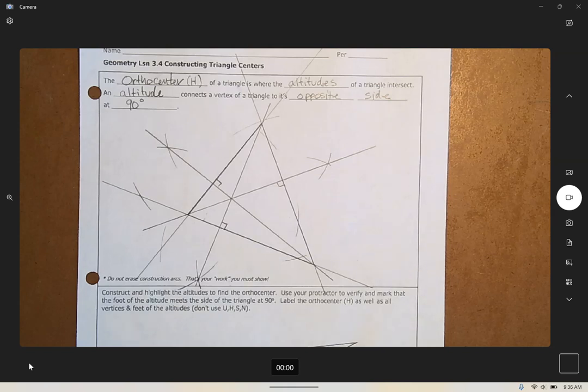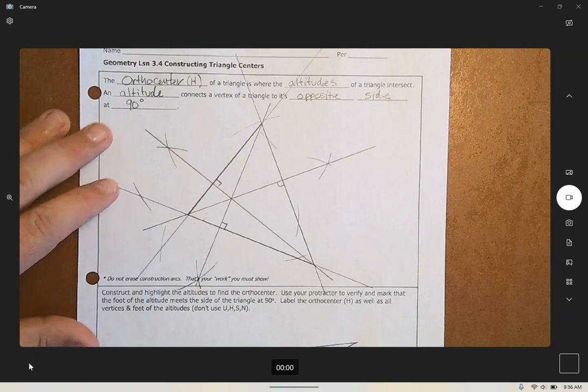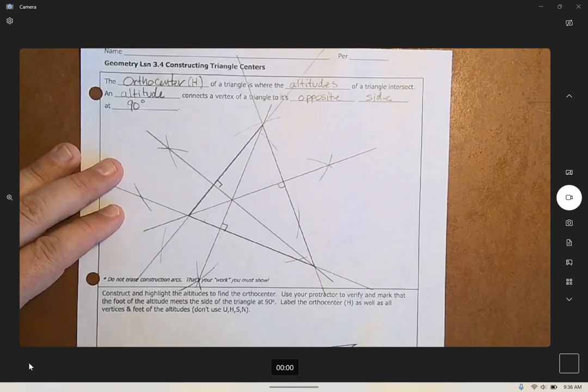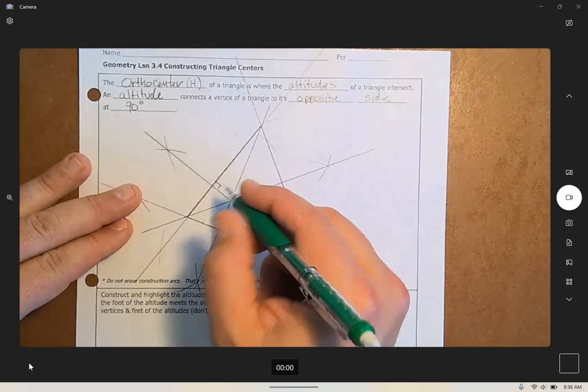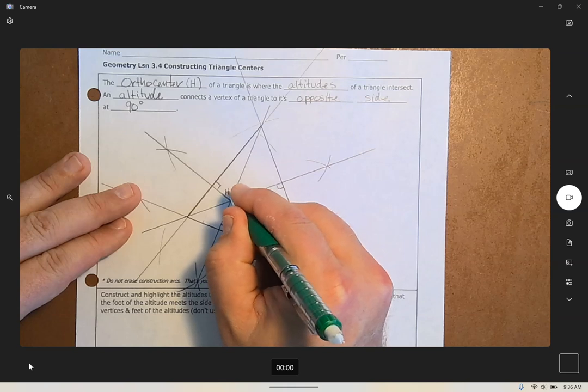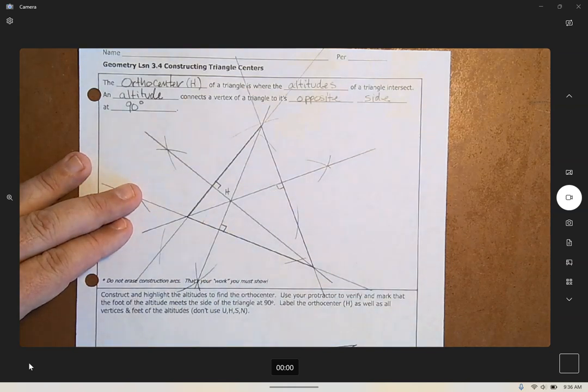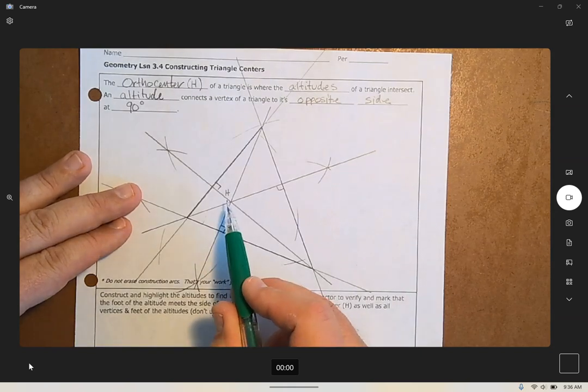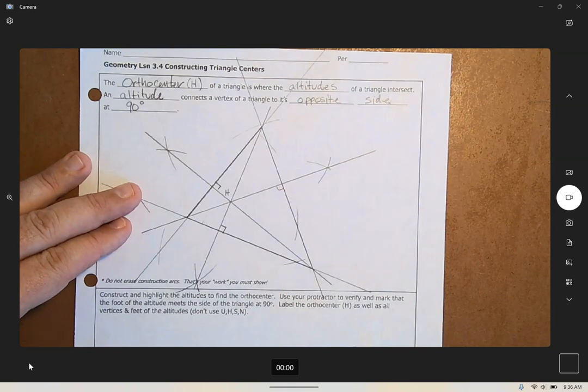Okay, let's take some notes here. Okay, ready to focus? Yes, sir. Here we go. Let's take some notes. Some important things to jot down. Number one, we're going to label our orthocenter with an H. Okay? So when you're constructing an orthocenter, I'm going to see these 90-degree altitude lines. I'm going to see an H for your orthocenter like that.